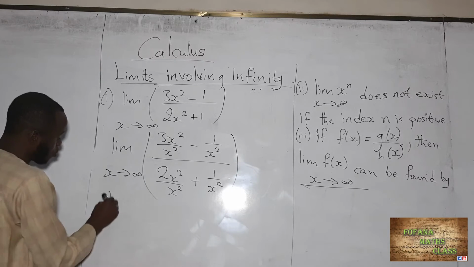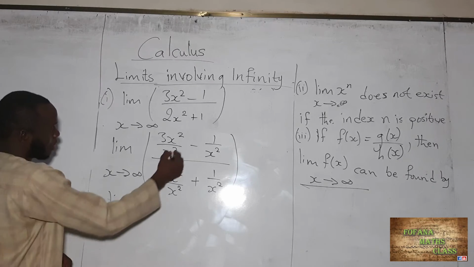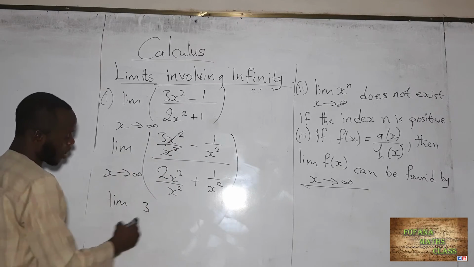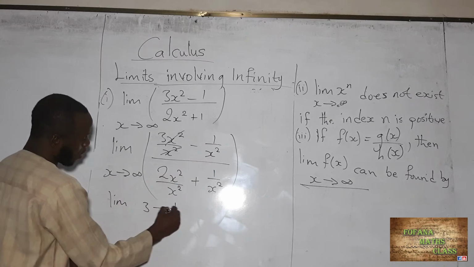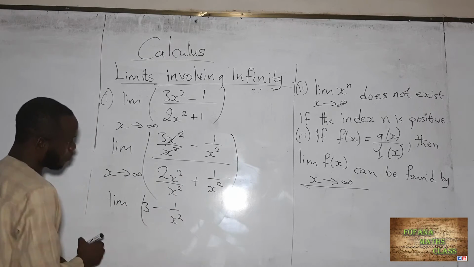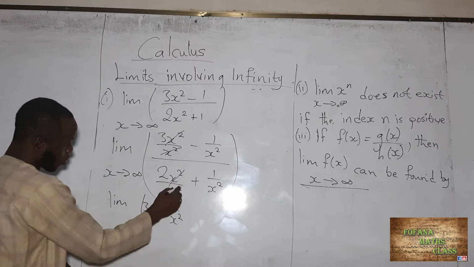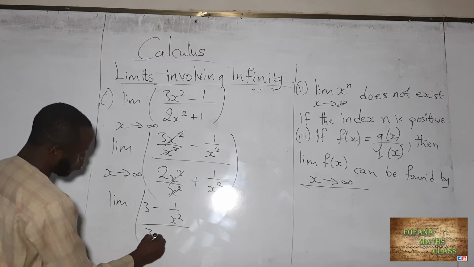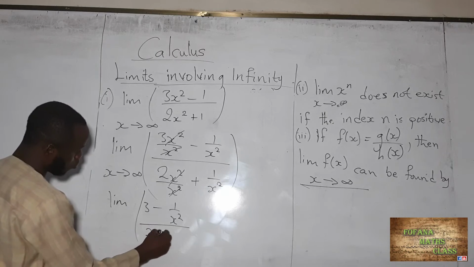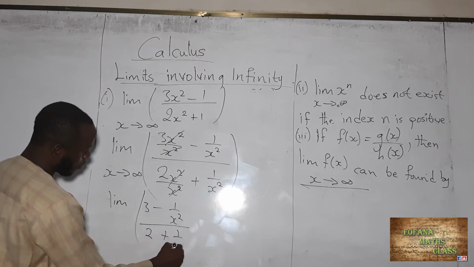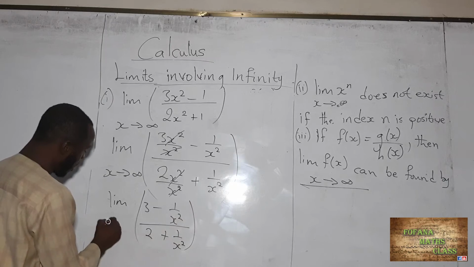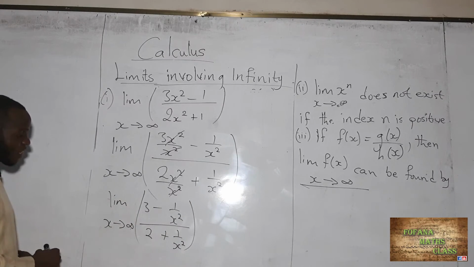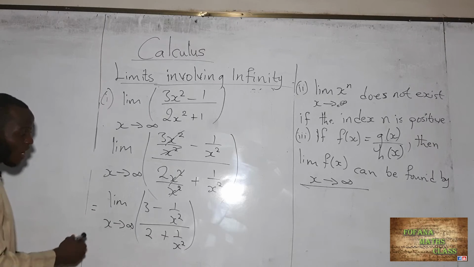Now the expression becomes simpler. This x squared will cancel this x squared, and here we'll be left with 3 minus 1 over x squared in brackets. Here too, this x squared will cancel this x squared, and it will be left with all over 2 plus 1 over x squared. When you put 0 in the function, it means this particular function will be defined, or you have a solution to it.